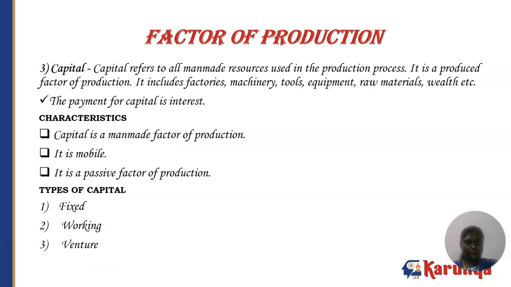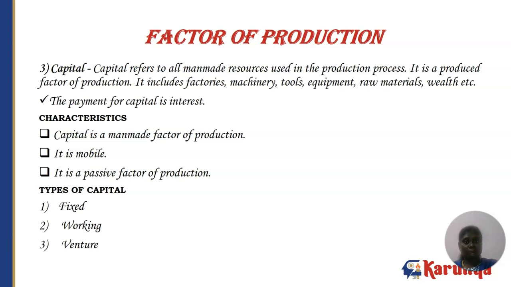The third one is capital. Capital refers to all man-made resources used in the production process. It is a produced factor of production. It includes factories, machines, tools, equipment, raw materials, wealth, etc. The payment for capital is interest. You buy all these with loans, so you have to pay interest.